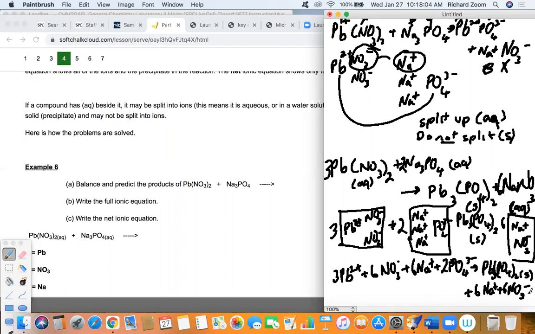Now you might be wondering, is it necessary to put the charges on? It is, because it's an ionic equation. That's what ions are, charged particles. So if I'm asking for a full ionic equation, I'm expecting to see charges. Does anybody have any questions?